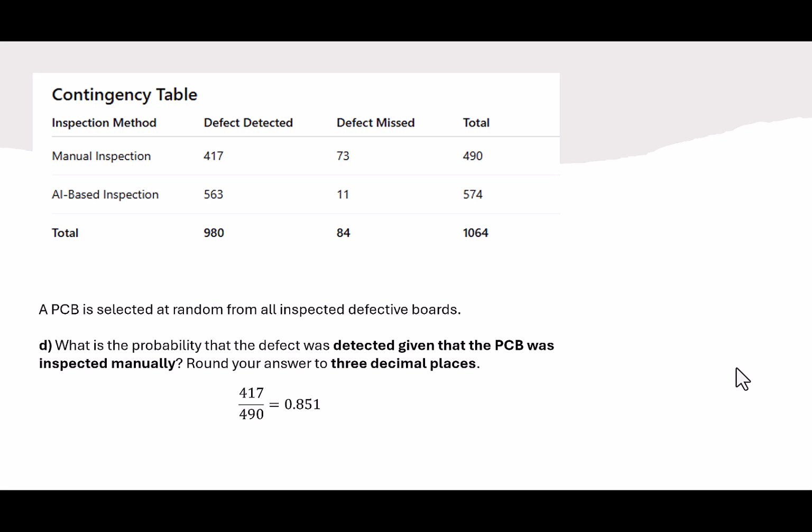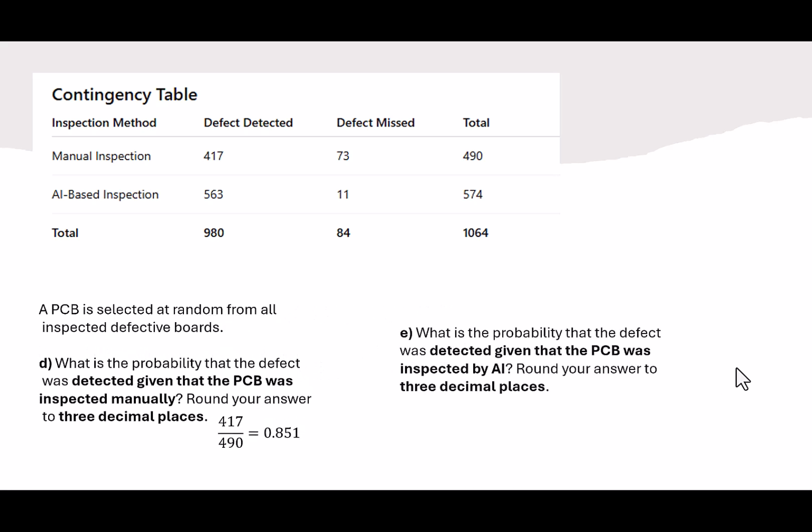Let's do a comparison where we look at the AI-based inspections. In part E, we're going to find the probability that the defect was detected given the PCB was inspected by AI. So we start with defect detected in AI, which is 563. Then we divide by the total number of AI inspections. 563 over 574 gives us 0.981.